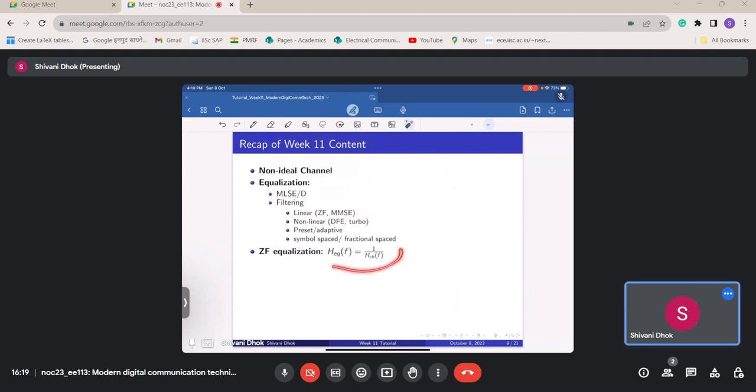So in order to get a flat channel response, we'll cancel out the channel response introduced due to the non-ideality by setting the equalization as 1 by HC(f). Because of this, H equivalent of f can be written as 1 upon magnitude of HC(f) into e power minus angle of HC(f). I hope this part is clear. If you have any queries, then please let me know. And if there are no queries, we'll move ahead and solve some of the questions.